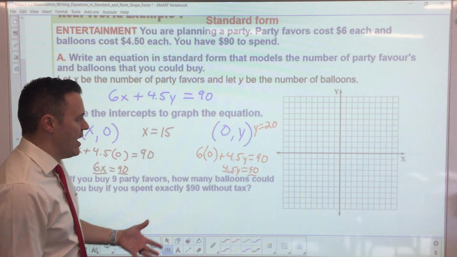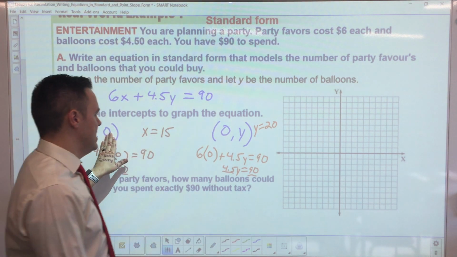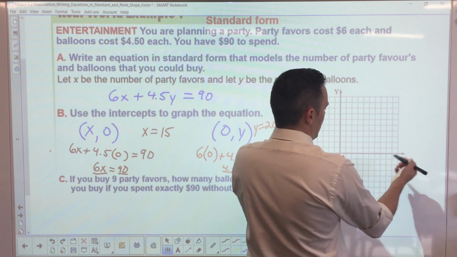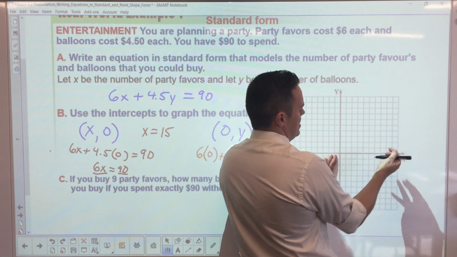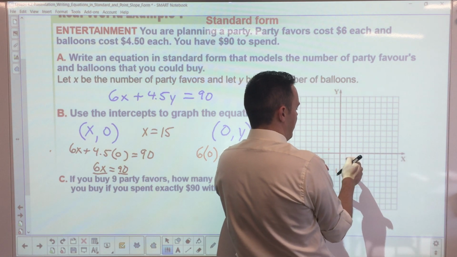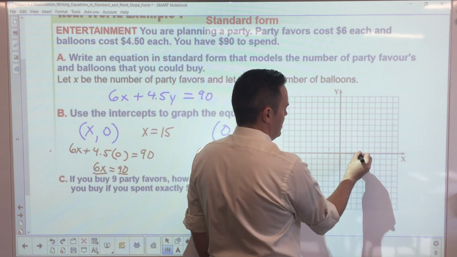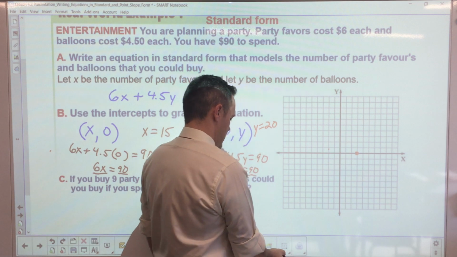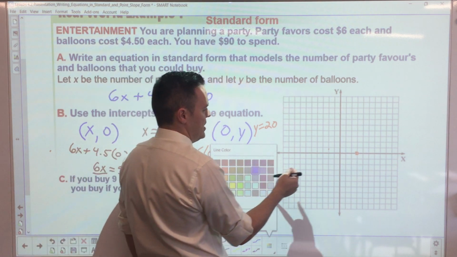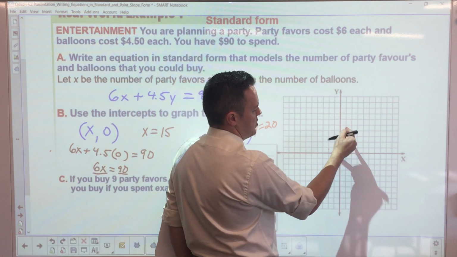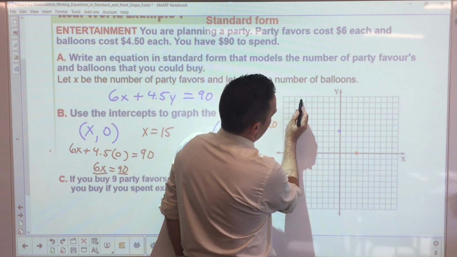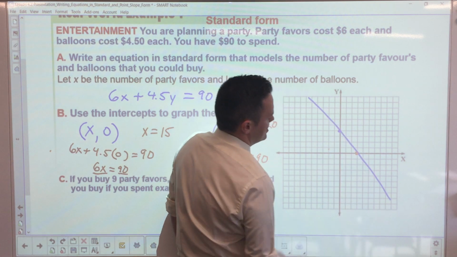So you would technically graph it. Now I know my first point is over 15, up 20. Now this only goes to 10, so I'm going to go by 5s. So this would be 5, 10, 15. And then my other point is going to be at 20. So it's going to go 5, 10, 15, 20. Put a point up there. Connect the dots. Something like that.